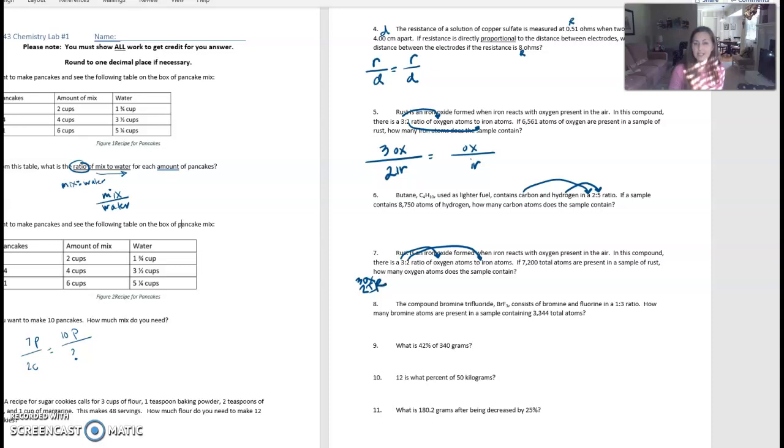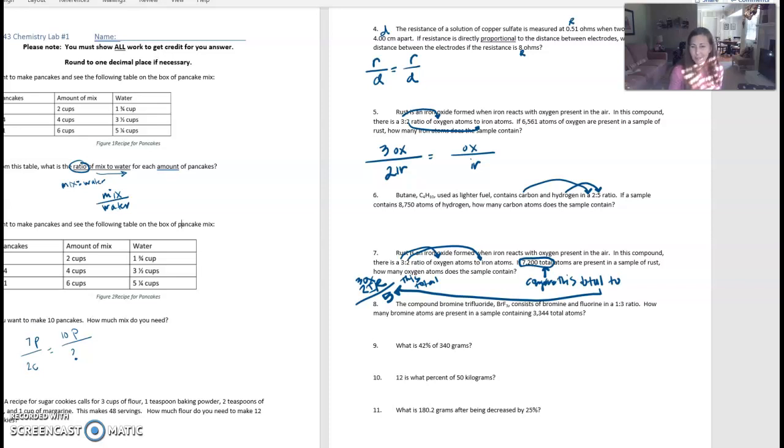But let's keep reading. It says if 72,000 total atoms. Now that's important. These are total atoms. We're not told if those are oxygen or iron. So what we have to do is we have to compare this total to this total. Well, that's pretty easy to do. If there are 3 oxygen and 2 iron, there are 5 total atoms. So we've got a total number here, 72,000, and we have a total number here, which is 5.